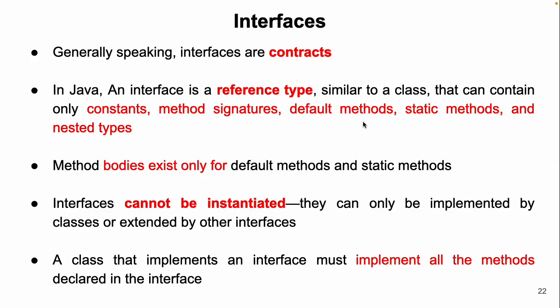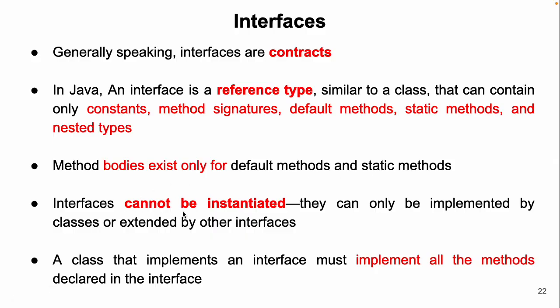Similarly, the interface may have default methods. A default method means it is used as it is while implementing in the class. It should be like that only. And also static methods as well as some nested types, and method bodies, that means the implementation. Implementation only exists for default methods and static methods.